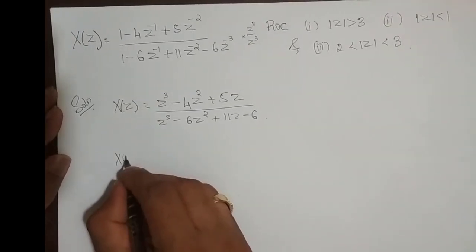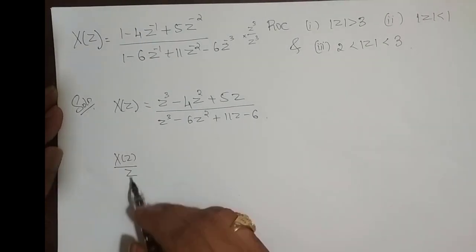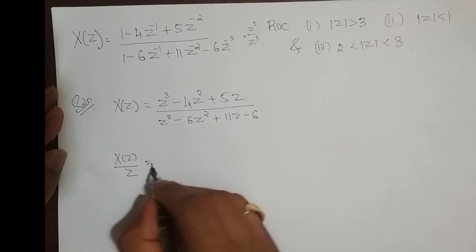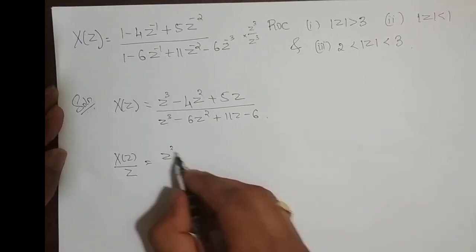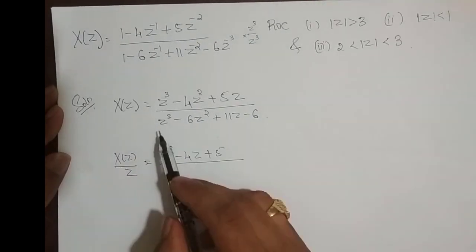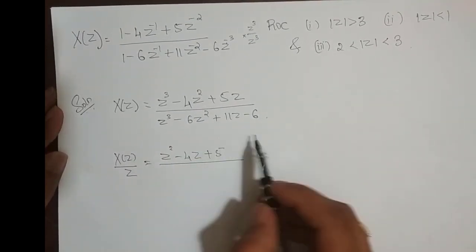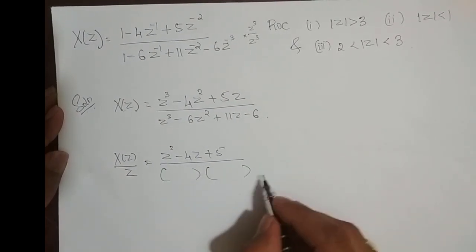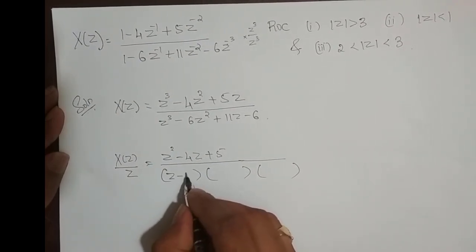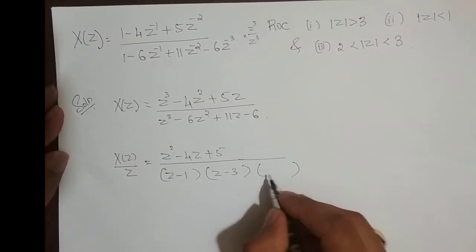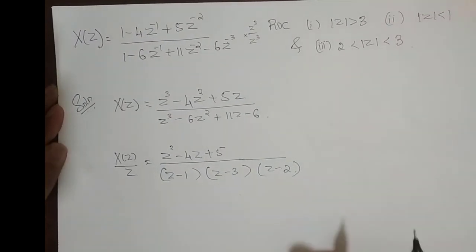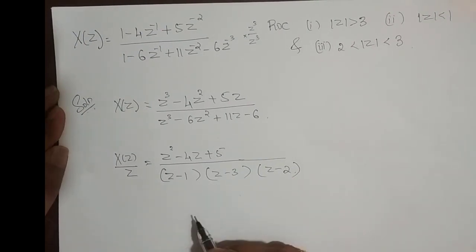Now, the next thing is I need to bring it in the form of X of z by z. If I take one z common and take it to the left hand side, I end up with (z square minus 4z plus 5) whole divided by the denominator. It's a third degree polynomial, so I need to factorize it. I will have three roots or three poles. One pole is at z equal to 1, another pole is at z equal to 3, and the other pole is at z equal to 2. You can solve it in your calculator with the degree 3 equation. Just check it once.